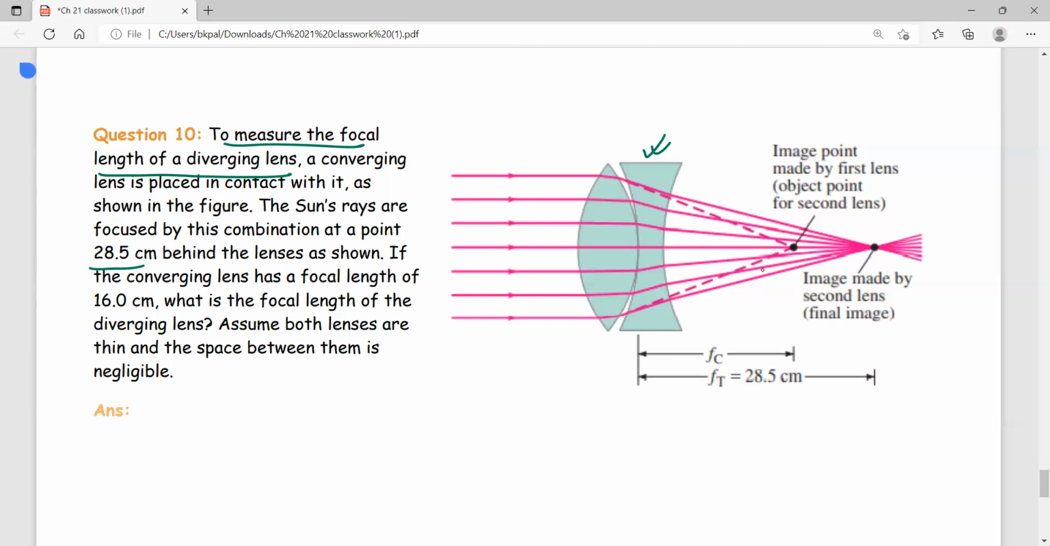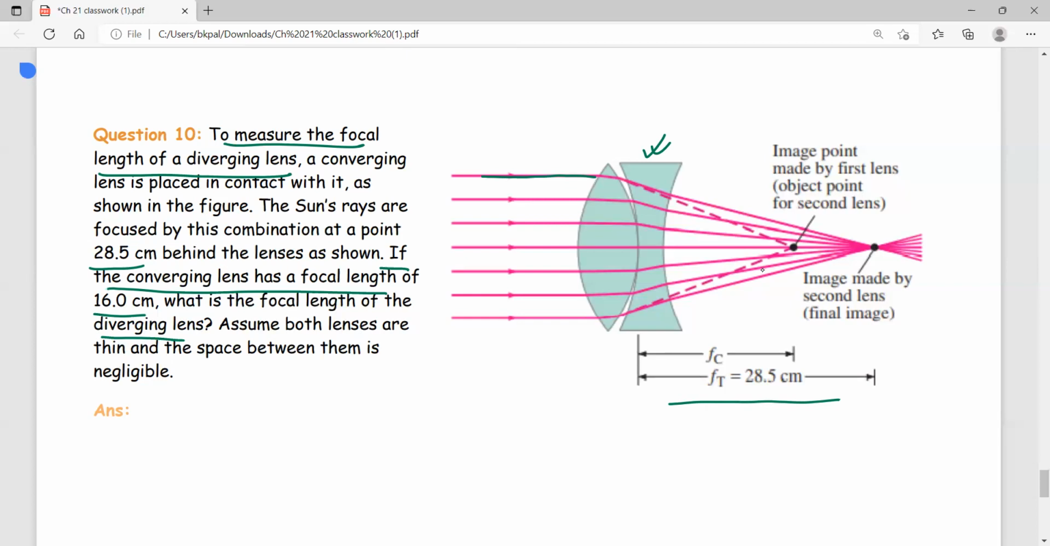It says that when parallel rays strike the first lens, they converge at this distance, 28.5 centimeter, and it says that if the converging lens has a focal length of 16 centimeter, what is the focal length of the diverging lens?